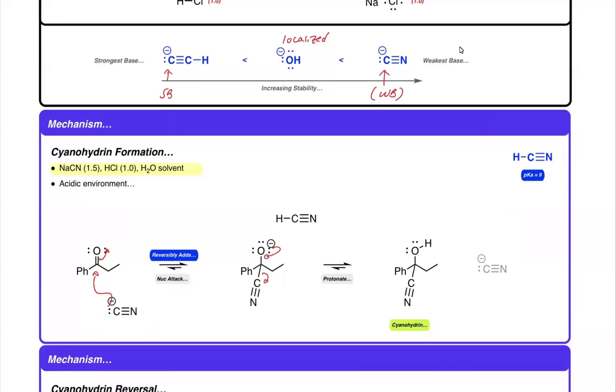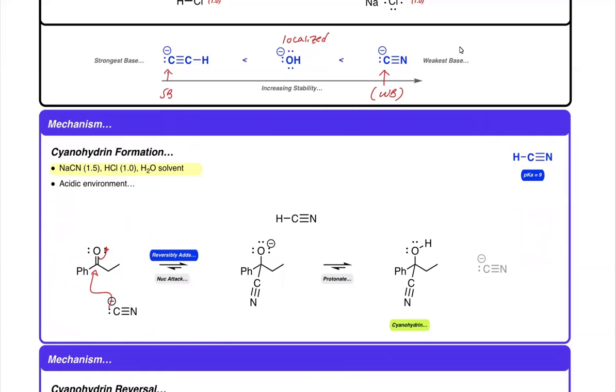We can attack the carbonyl carbon, breaking the pi bond, and then we could collapse the tetrahedral structure, kicking out CN as a leaving group, reforming the carbonyl and CN-. So CN- adds reversibly to the carbonyl carbon. First step is attack the carbonyl carbon and break the pi bond.